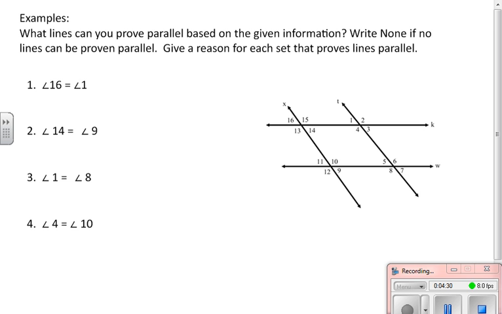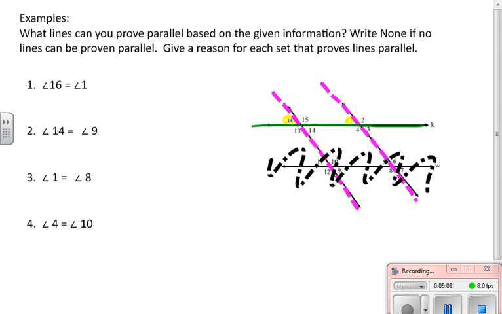So let's look at some examples. What lines can you prove parallel based on the given information? Write none if no lines can be proven, and then give a reason. Give what kind of angle pair they are. So this is all about looking at the picture and tracing the different angle relationships. So let's start with 16 and 1. So 16 is here and 1 is here. So what lines form those? Well, X, T, and it looks like K is the transversal. So once I trace those in, I can ignore everything down here.